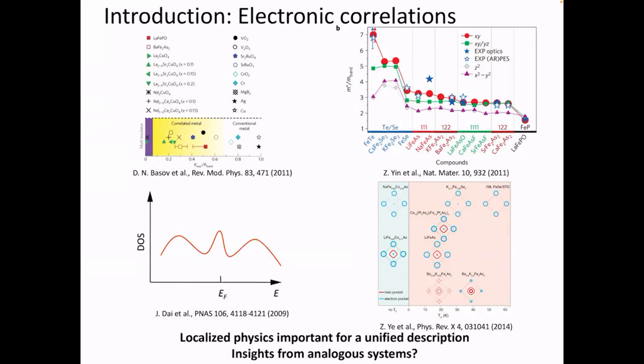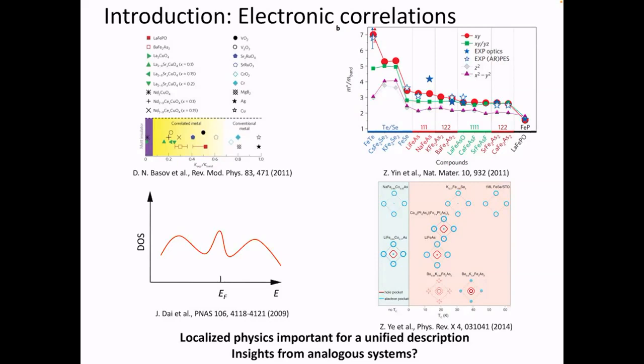So the approach I'll be taking today is somewhat unusual. I'll be looking at an analog material, which itself is not superconducting, but hopefully by examining its behavior, some insights nonetheless will be gained in relation to the physics of the iron-based superconductors.